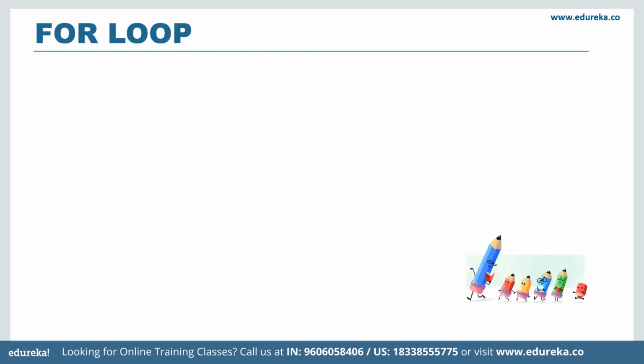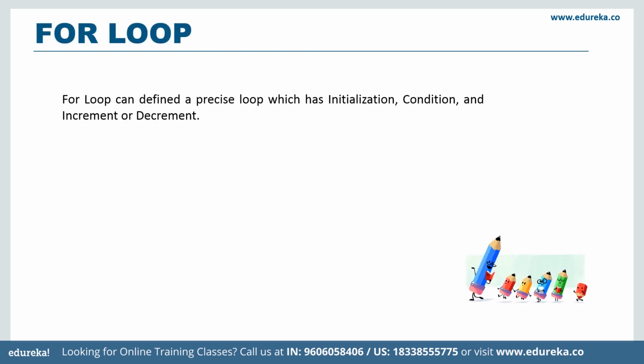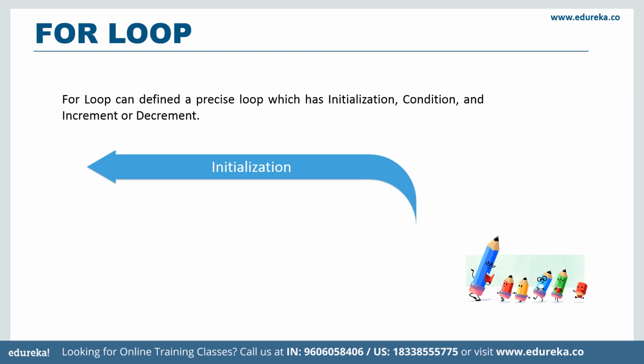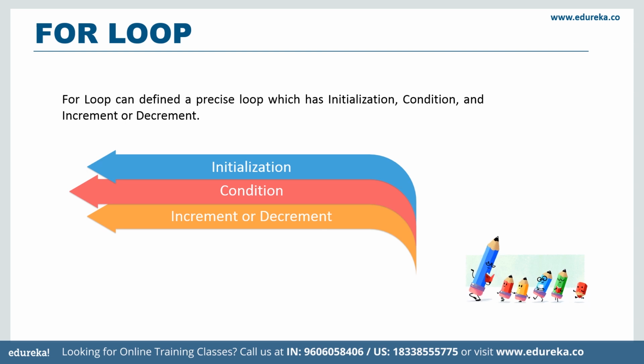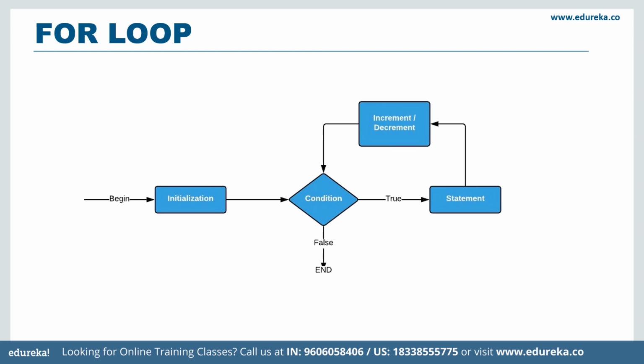Let's begin with the for loop. So the for loop can be defined as a precise loop that has initialization, condition, and lastly the increment or decrement. Now how exactly does the for loop work? Firstly, you provide an initialization statement, then you have to provide the condition statement based on which your for loop will be working, and finally the increment or decrement operator based on which your variable will be incremented or decremented. Now to understand this in a much better way, let us go through the flow chart.